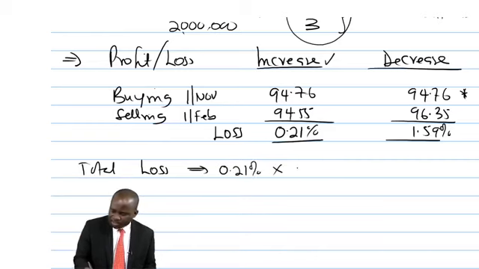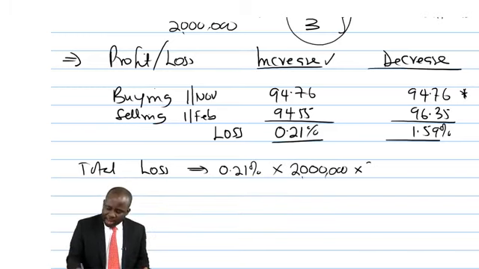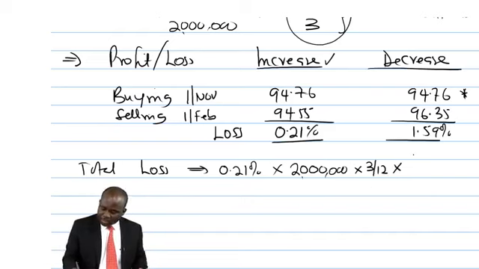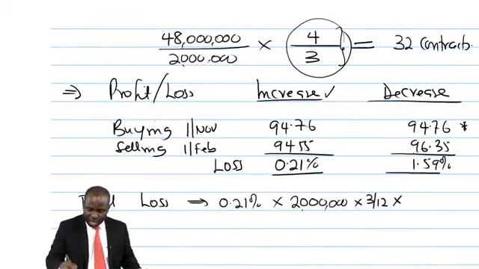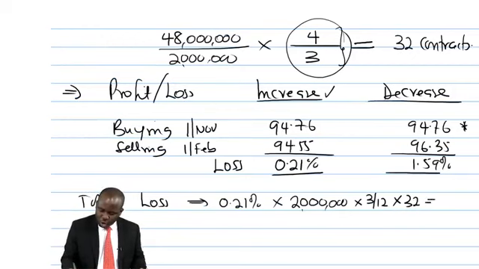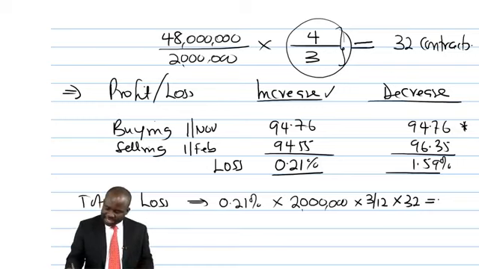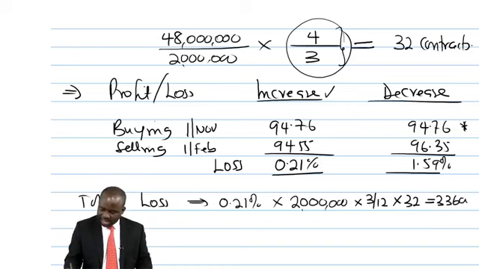I will say 0.21% multiplied by each contract size, which is 2 million, multiplied by a period of 3 months cycle, and then multiply by the number of contract. We said there are 32 contract. So 0.21 divided by 100 times 2 million, times 3 divided by 12 times 32, that is giving 33,600.